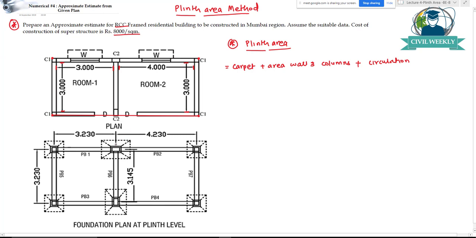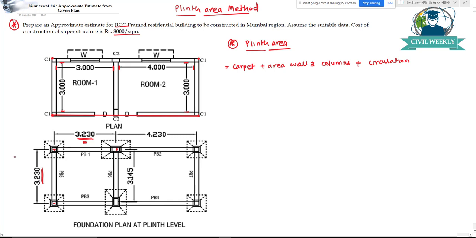So we'll have to add the wall thickness. First we have to find out what the wall thickness is, which is given to us. If we see this dimension, it is center to center. From this center to this center, the dimension is 3.23 meters. Also from this center to this center, the dimension is 3.23 meters.